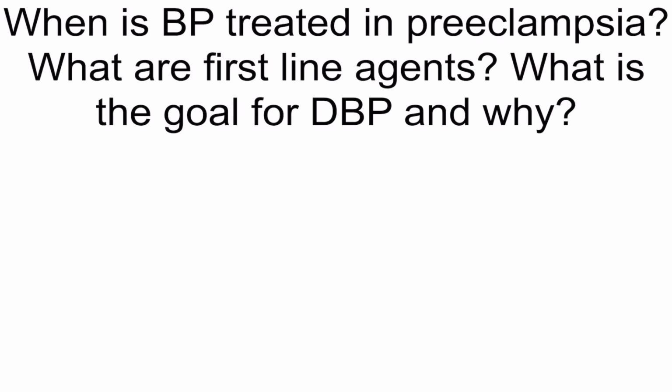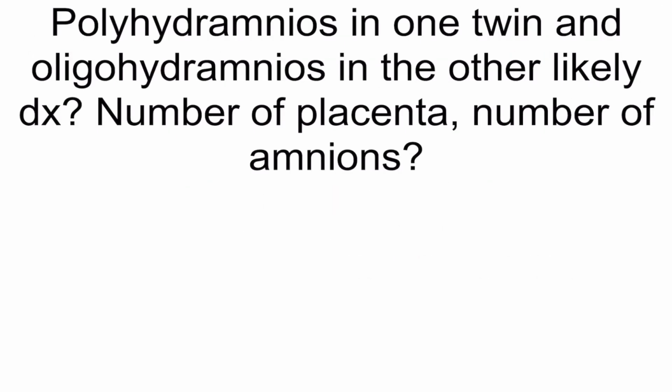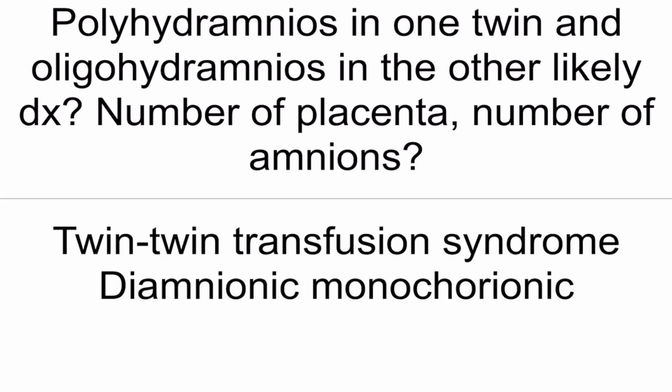What are the first-line agents and what is the goal for DBP and why? When over 160/105, hydralazine or labetalol is the treatment, and 90 to 100 should be the diastolic blood pressure, and this is to prevent maternal stroke without compromising fetal perfusion. Polyhydramnios in one twin and oligohydramnios in the other, likely diagnosis, and what's the number of placentas and the number of amnions? Twin-twin transfusion syndrome, and the number of placentas and amnions would be diamniotic monochorionic.